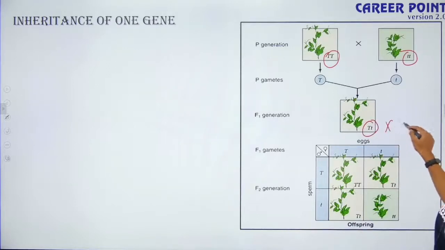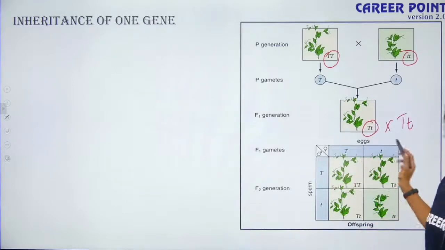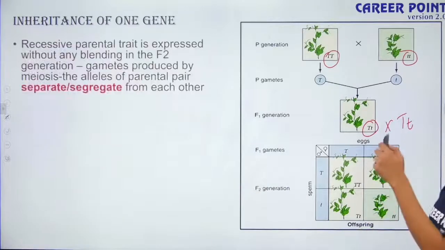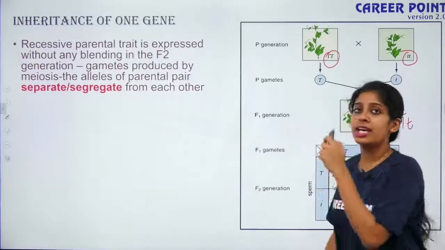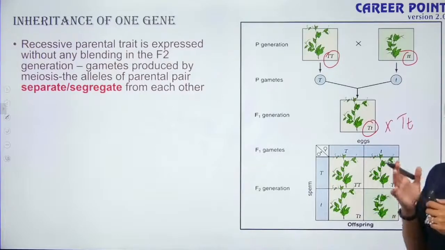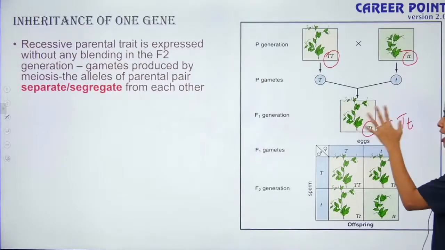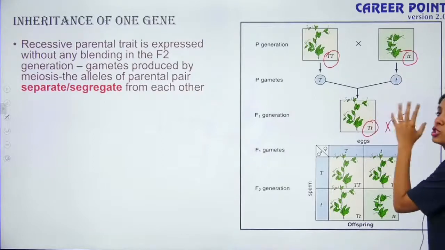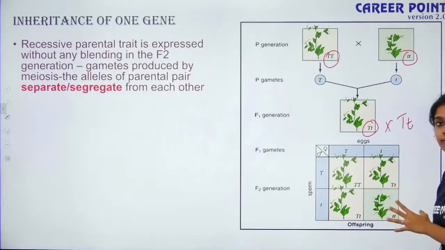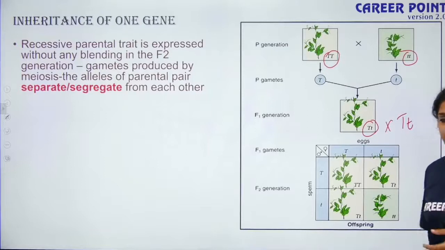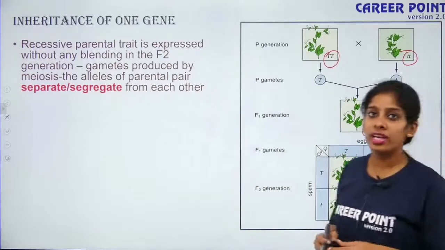So then you again self it with another one. So this is how you find out the gametes. Okay. So the recessive parental trait is expressed without blending in the F2 generation. Though here you do not have a dwarf plant, you have both the tall plants, still the dwarfness characteristic is being expressed in the F2 generation. Okay, so that is what it means to say.